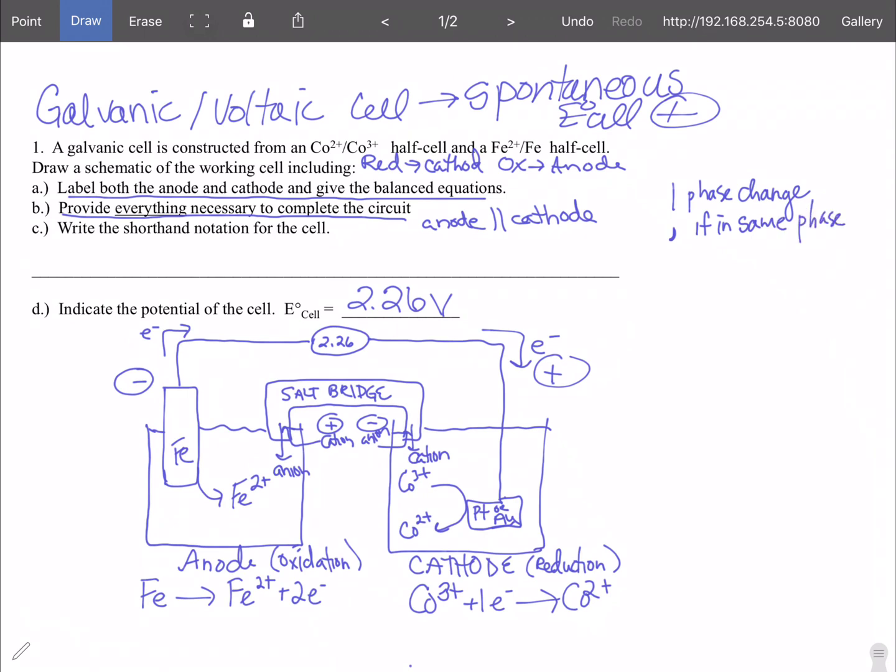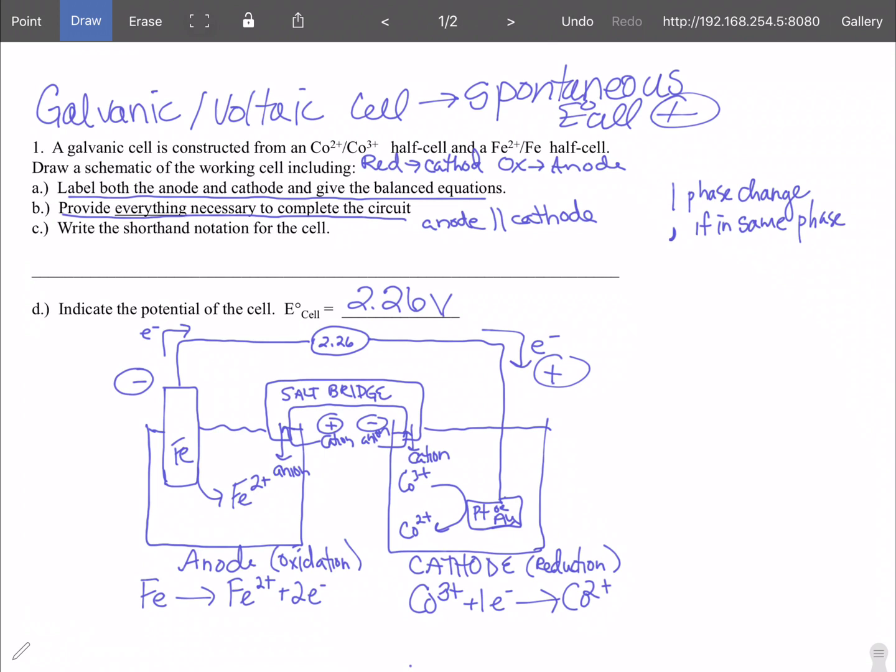So if it's a gas, you would use 1 atmosphere. If it's aqueous, it's 1 molar. And if it's a solid, you can leave it alone because we know it's a solid.